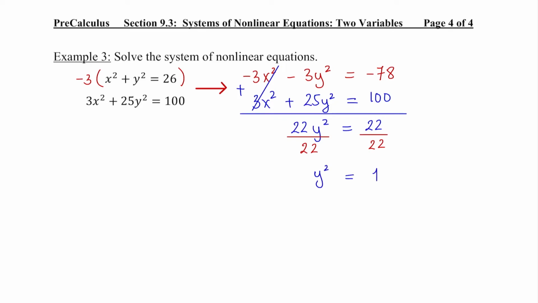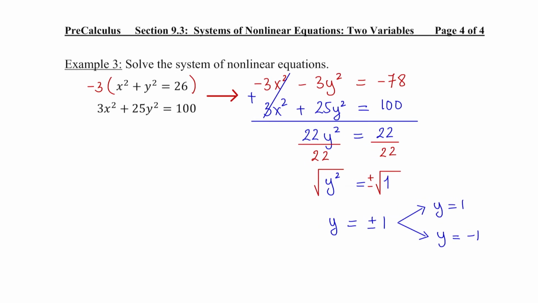To solve for y, I will take the square root on both sides. And remember, when you take the square root, there's always plus or minus. I have y equals plus or minus 1. What does that mean? It means that y can be either 1 or y can also be negative 1. So I found my y. It can be 1 or negative 1.